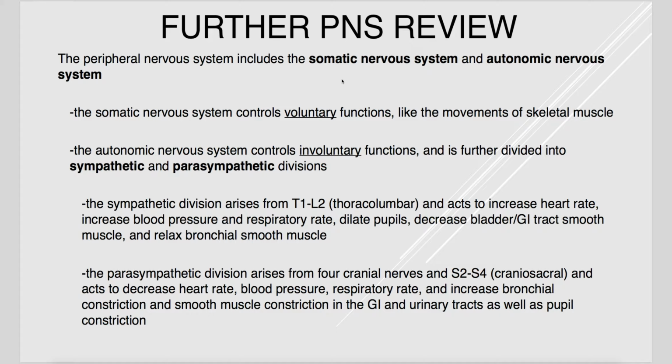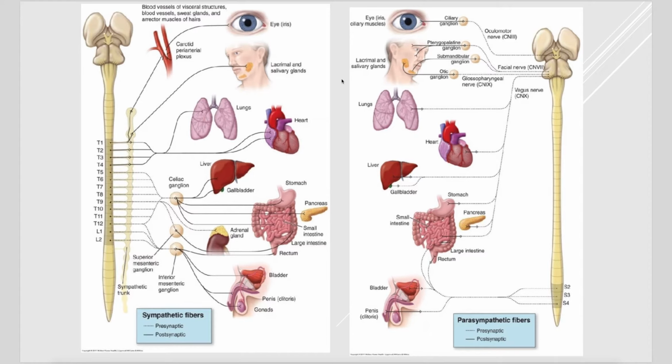So it's going to decrease blood pressure and heart rate, and it's going to increase constriction of smooth muscles in the GI tract and the urinary tract. It's going to increase constriction of the bronchioles, bronchoconstriction in the lungs. It's going to constrict the pupils. So it's just going to counteract everything that the sympathetic division does. And again, this is just summing that up.